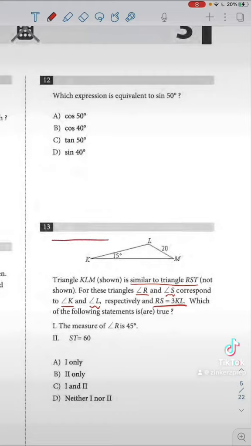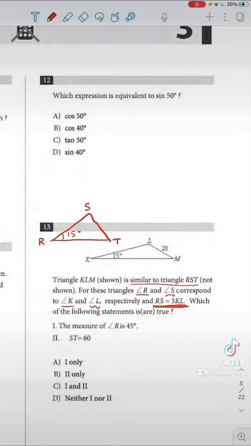So let's sketch RST. So I know that R corresponds to K, so that has to be here. S corresponds to L, that has to be here. So the last one over here has to be T. And then based on the properties of similar triangles, I know that the corresponding angles have to have the same measures. And with this information, RS is equal to 3 times KL.